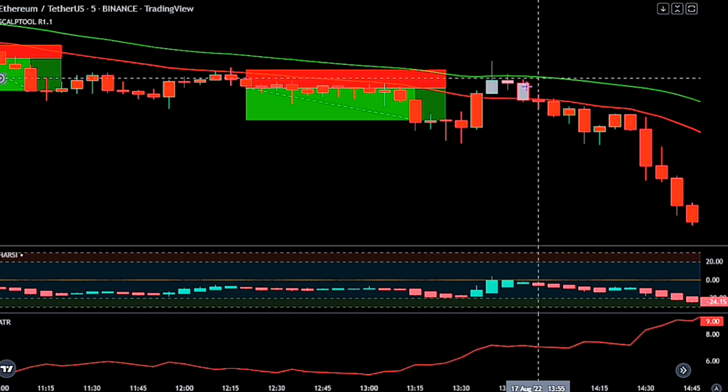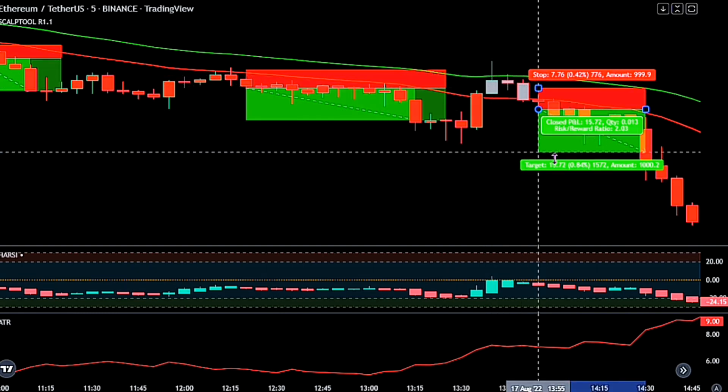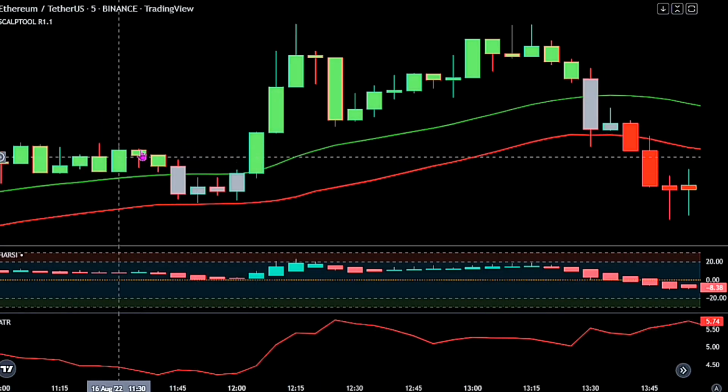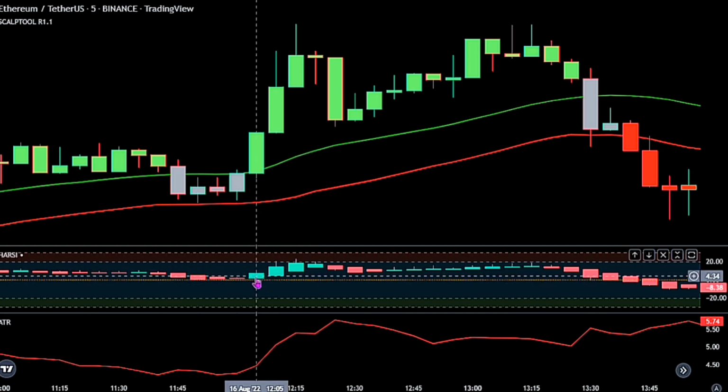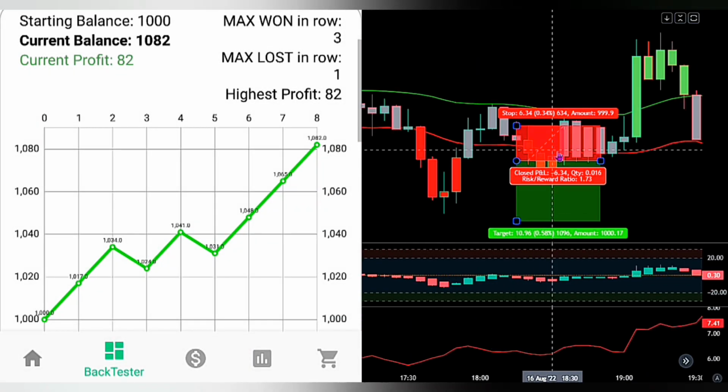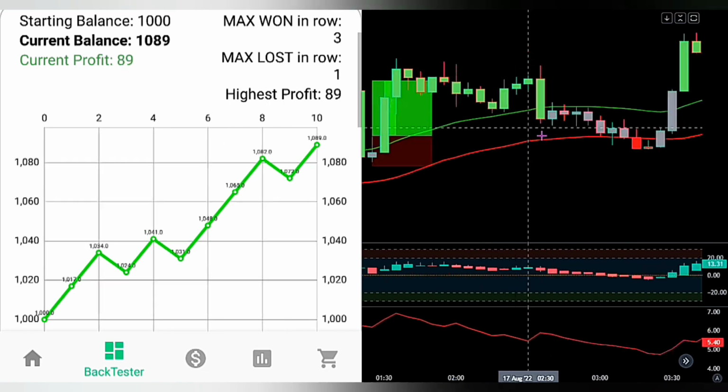I will backtest it 200 times with an initial account size of $1,000 with a 1.5 risk-reward ratio, so make sure to watch till the end to fully understand the strategy, as it gives a lot of winning signals.